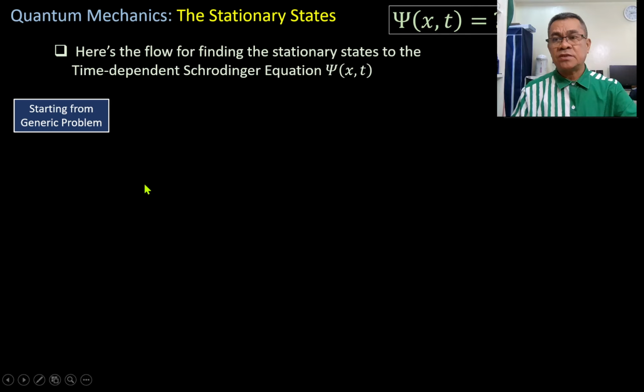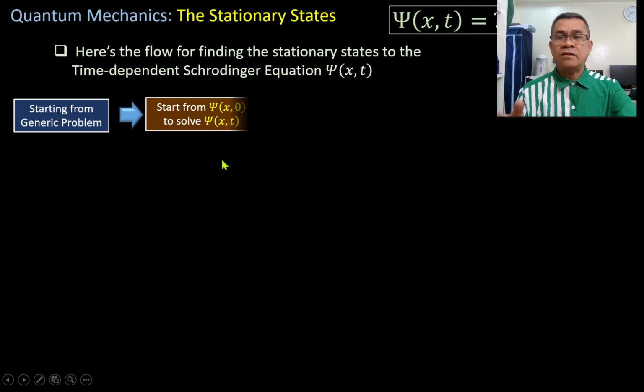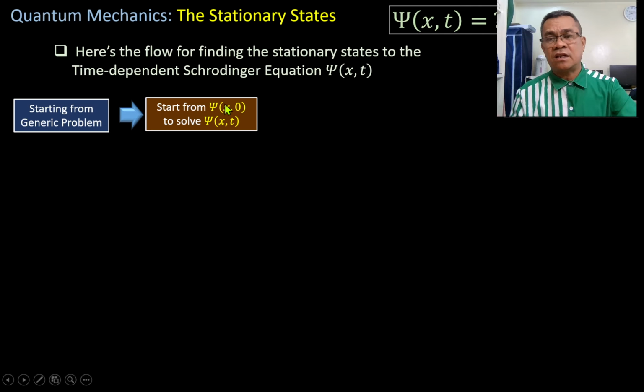Okay. First step is to know the generic problem. It should be a system that complies with the requirement of having a stationary state, so you have to analyze if it is a stationary state system. After that, of course, you have to identify the initial wave function, which is the wave function at time equal to zero. Then the goal is to solve for the wave function in position and time dependence.